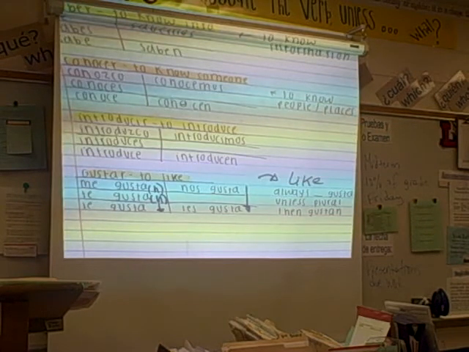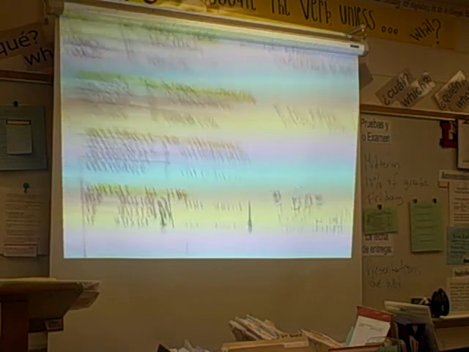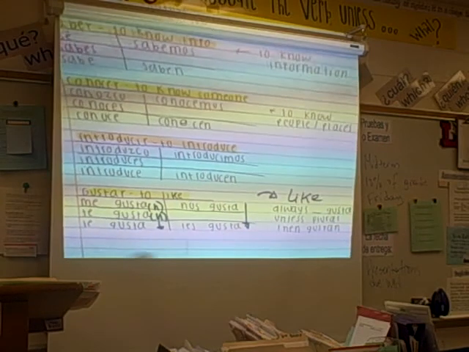And I think we skipped over introducir, very similar to conocer, just a ZCO at the end, irregular negative form. Everybody okay with those 15 verbs? Any questions?